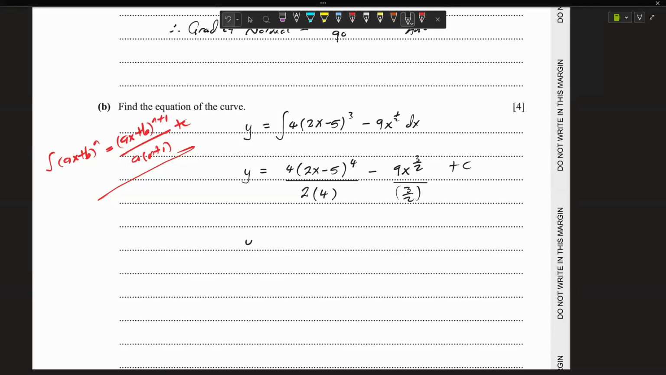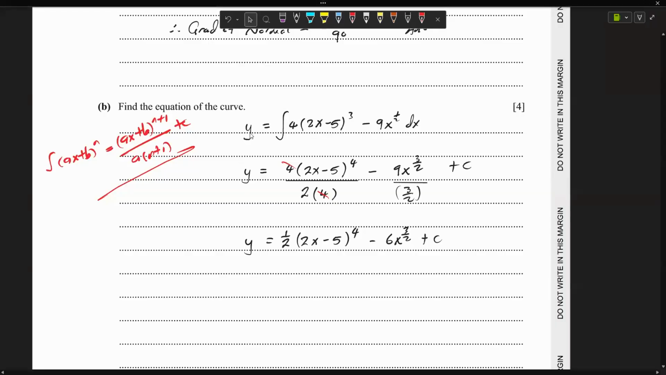So let's just simplify this, right? So we know here that the 4's will cancel. So we're left with a half of 2x minus 5 raised to the power of 4, and that's going to be minus 9 divided by 3 over 2. It will give us 6. So 6x to the power of 3 over 2 plus c is what we will be having right here.